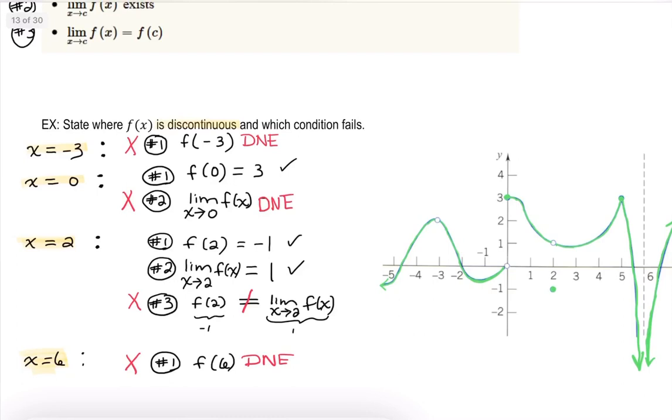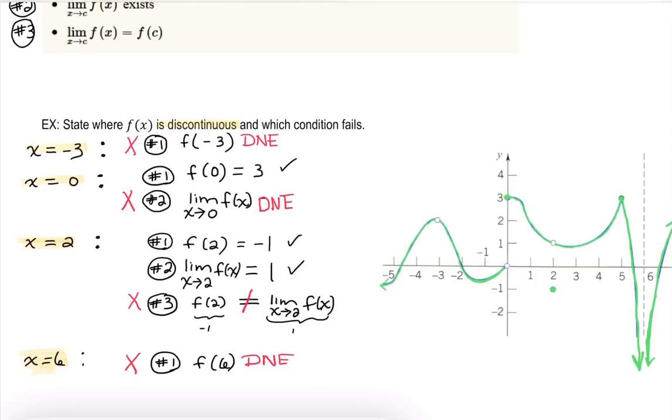So this is our introduction to the discontinuities, so you can see visually it could be a hole in the graph or a vertical asymptote. Those were our first and last examples. Those are both when the first condition fails.